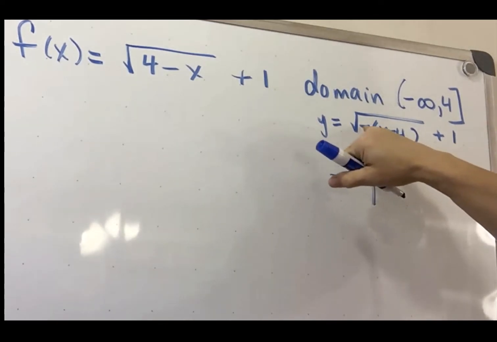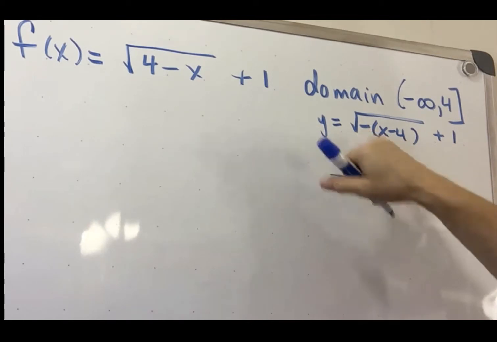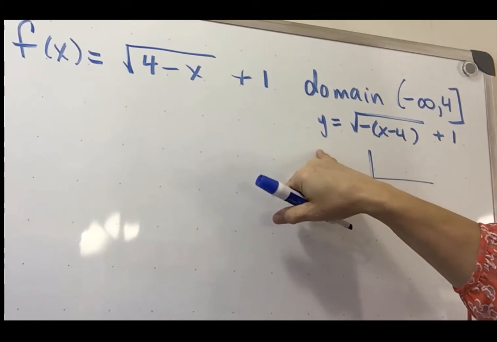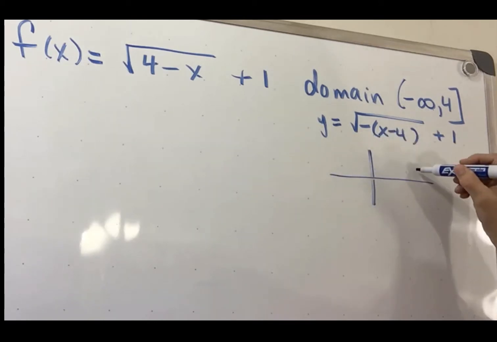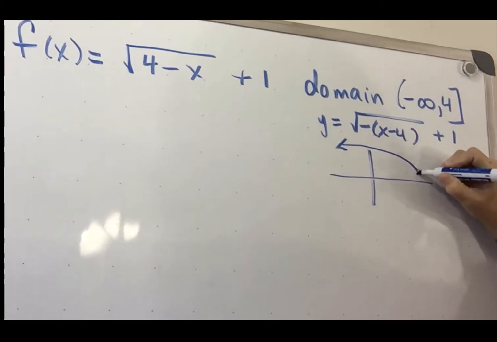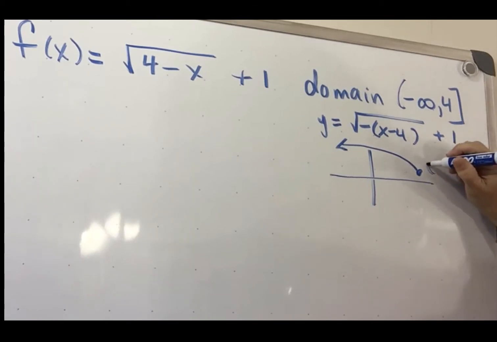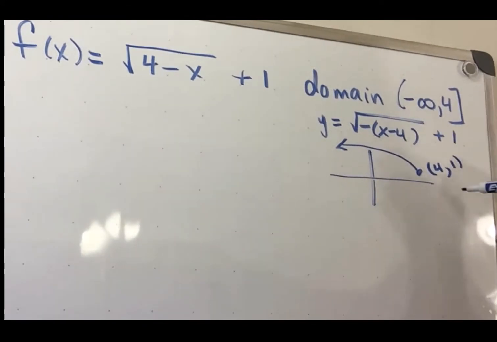Well, I've got to go in order from left to right. So I know it got reflected horizontally. That means it's going to go across the y-axis. And I know it moved right 4. And then I know it moved up 1. So I know that my graph looks like this. Okay, so that vertex point is (4, 1). Is that believable? Yep. That tells me that that domain makes sense. I could get that domain from that.